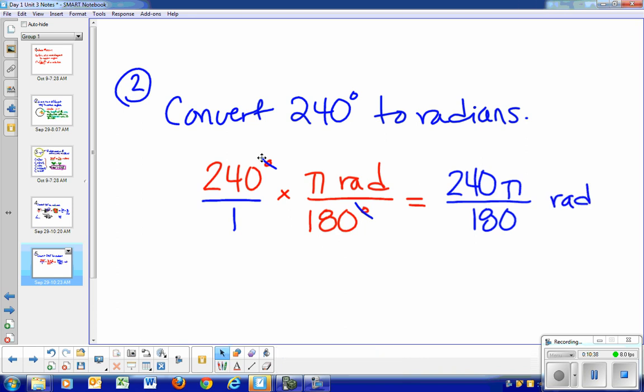But I notice that both of these end in 0, so I'm going to divide out a 10. And then 24 over 18 certainly reduces. It reduces to 4 over 3. The pi is still there.